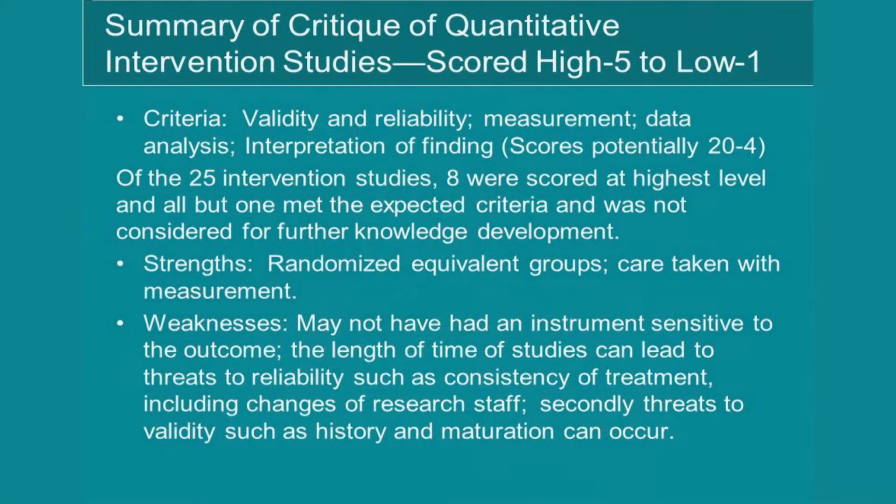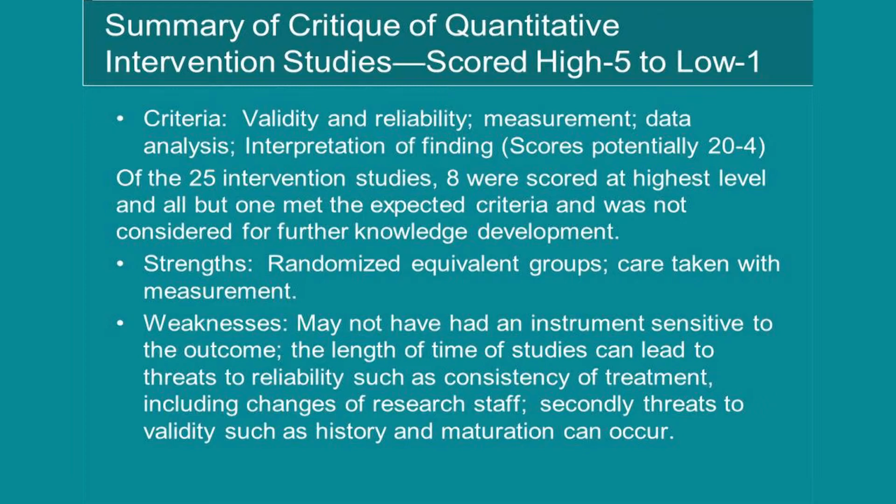So, to summarize then the critique of these quantitative intervention studies scored from a high of 5 to a low of 1, the criteria were the same as with the other quantitative studies: validity and reliability, each of which were described, the measurement data, and data analysis, and finally interpretation of findings. So this potentially then was a score of 20 to 4 for each study. Of the 25 intervention studies, 8 were scored at the highest level, and all but 1 met the expected criteria, and therefore it was not considered for further knowledge development.